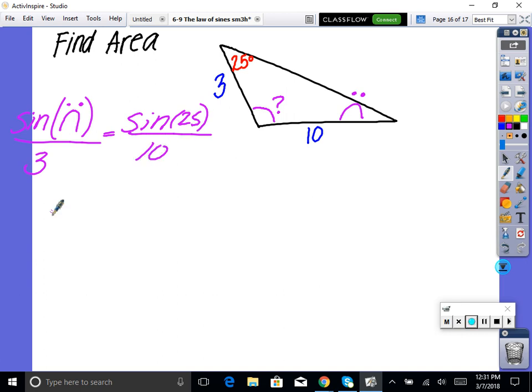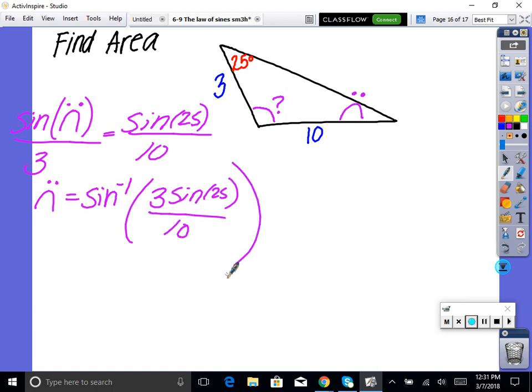Solve for frowny face. So you would have frowny face is equal to sine inverse of 3 sine of 25 divided by 10. Okay, 7.2. So now we are good. We can now find this angle which we need to find the area. 180 minus that minus that.